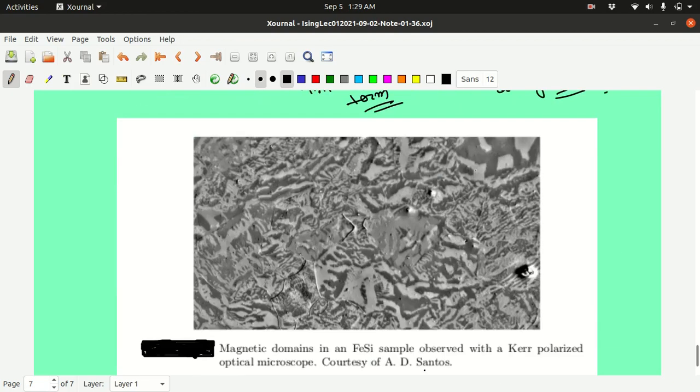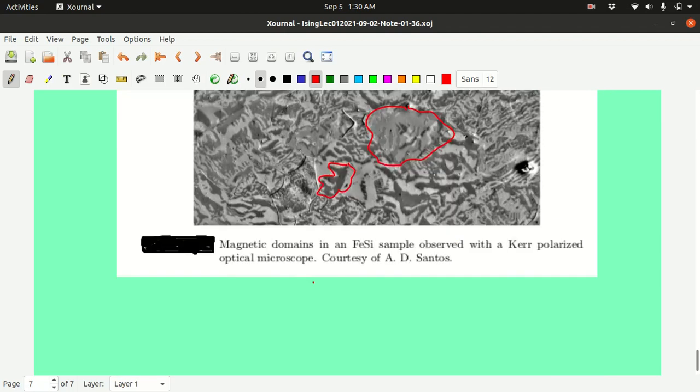So now you can see here in this picture that this is basically a magnetic domain. This is basically an FeSi sample, which is known to be a ferromagnetic material. As you can see here, there are several domains. Like you can see, this is one domain, this is one domain, and here also there are some domains, right? So these are basically the domains of spin. There are several domains in the material, and they are the magnetic domains found in ferromagnetic material.